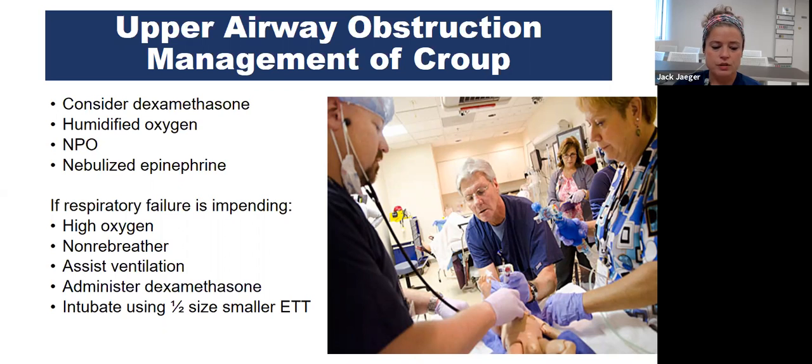If respiratory failure is impending, high oxygen, so you want to try the non-rebreather. Assist ventilations if necessary. Again, administer dexamethasone for sure, and you're going to intubate with an ET tube that's half size smaller than indicated for the child's age or weight.